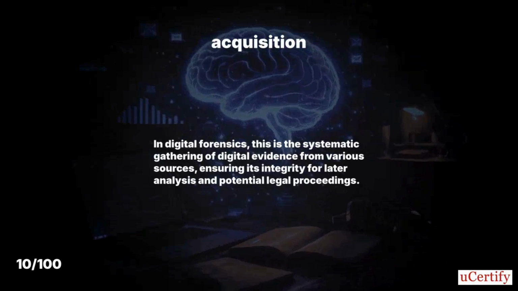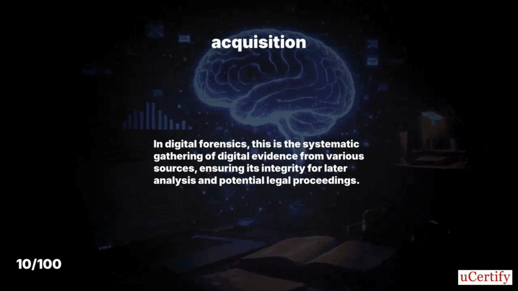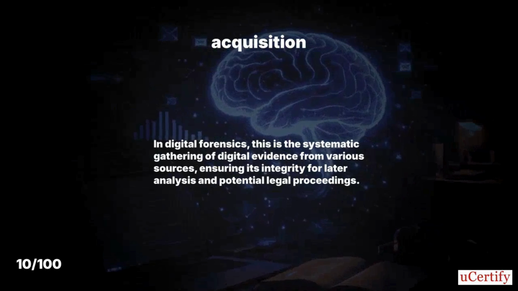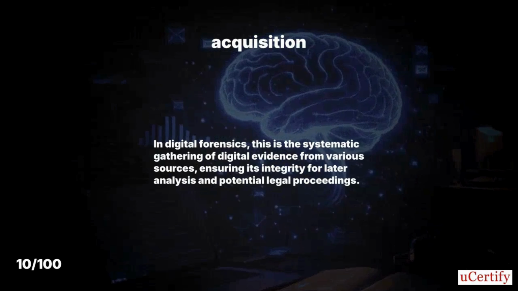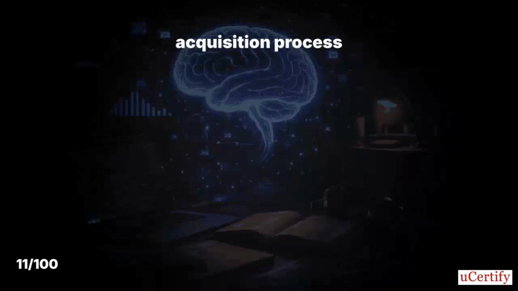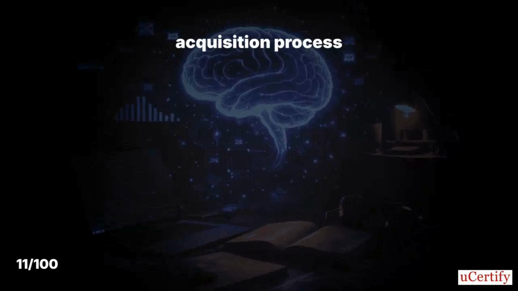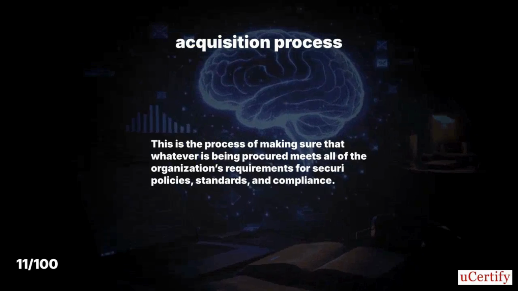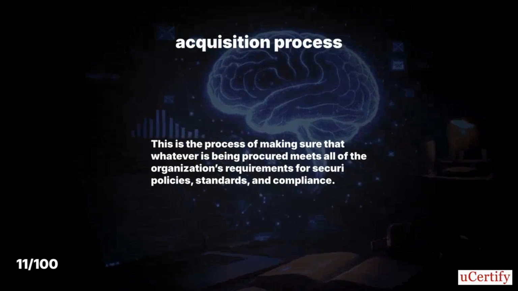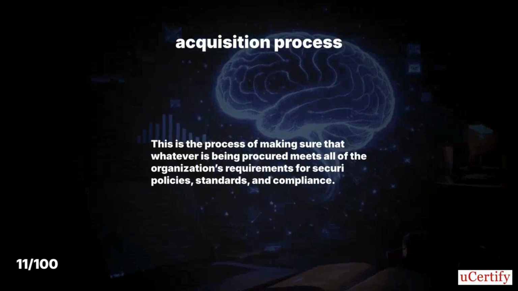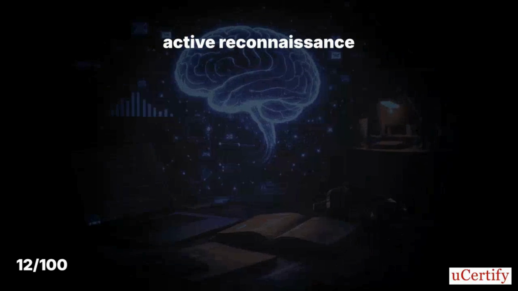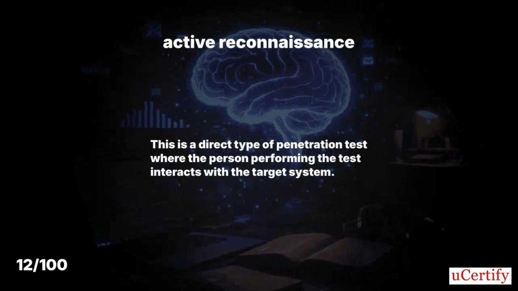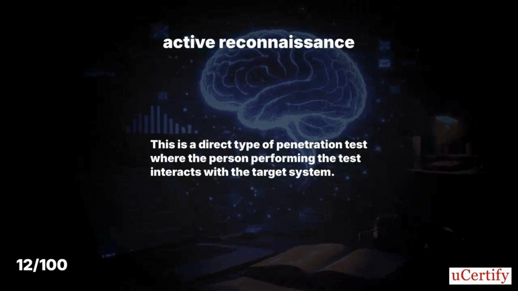Acquisition. In digital forensics, this is the systematic gathering of digital evidence from various sources, ensuring its integrity for later analysis and potential legal proceedings. Term: Acquisition process. This is the process of making sure that whatever is being procured meets all of the organization's requirements for security policies, standards, and compliance. Term: Active reconnaissance. This is a direct type of penetration test, where the person performing the test interacts with the target system.